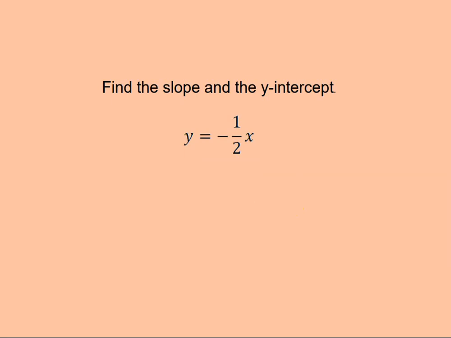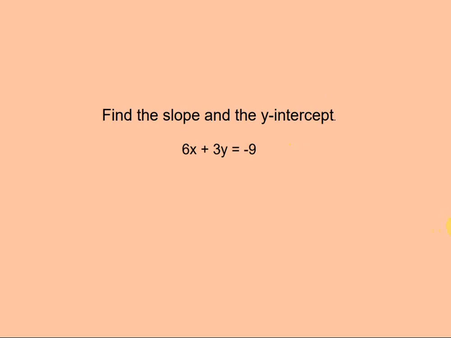Okay, in this equation, we have y is equal to negative 1/2 x. So the slope in this line is negative 1/2 because that's the coefficient of our x term. And our y-intercept, we don't have a plus or minus anything, so we could think of that as being a plus 0, and that means that our y-intercept would be 0.